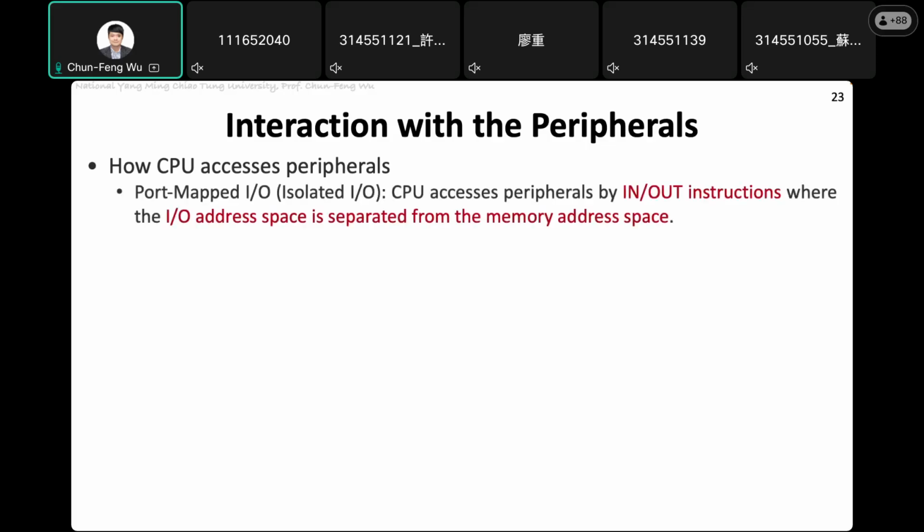The CPU uses two different ways to interact with the peripherals. One is called port mapping. The other is called memory mapping. So let's first talk about port mapping. The definition is the CPU accesses peripherals by in-out instructions.